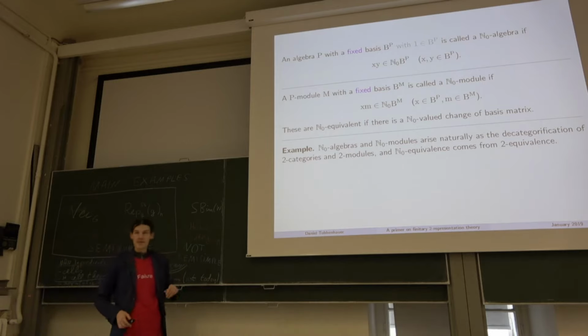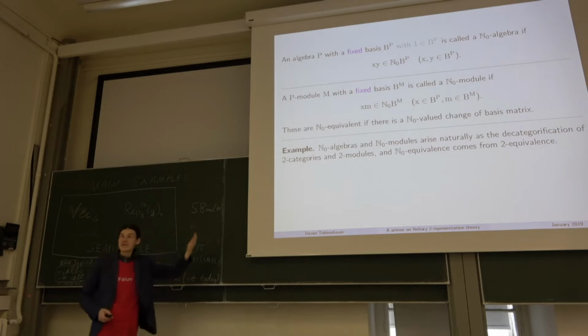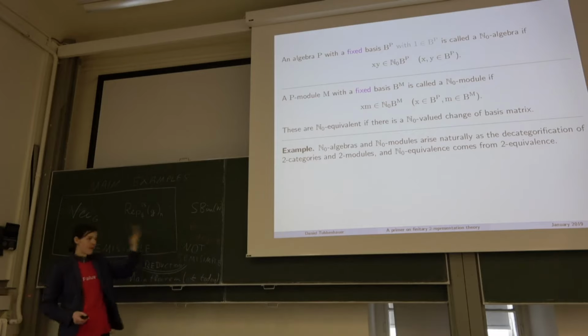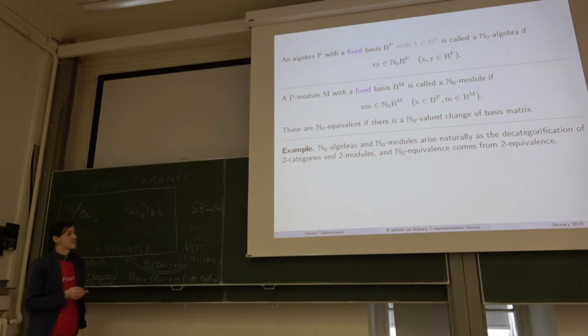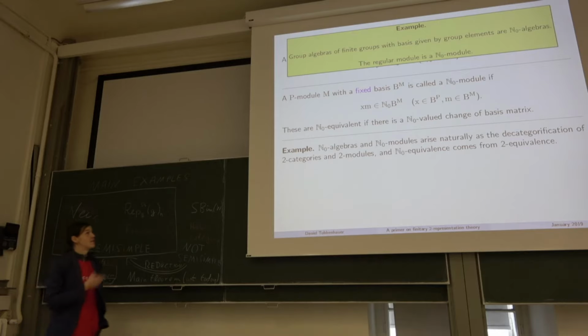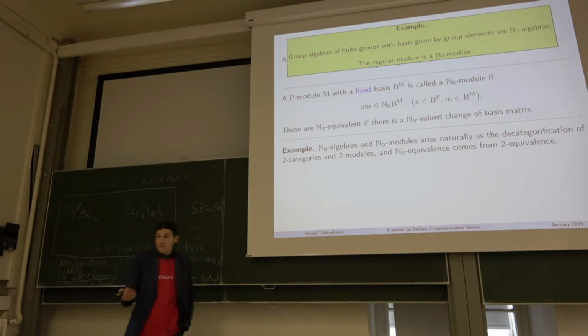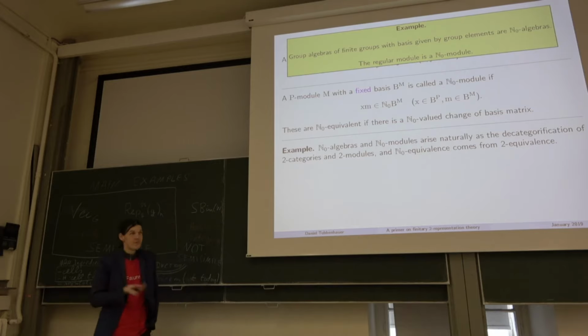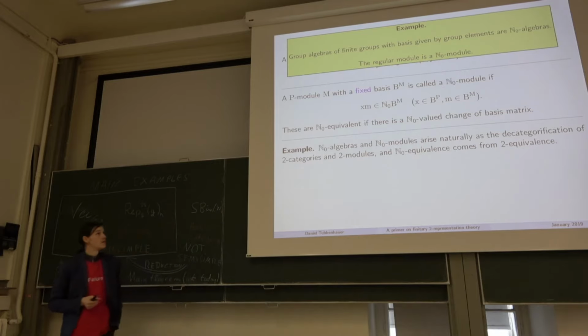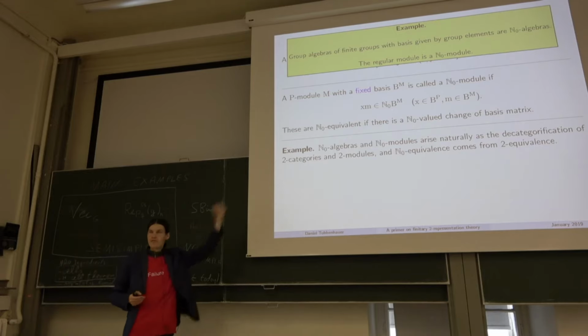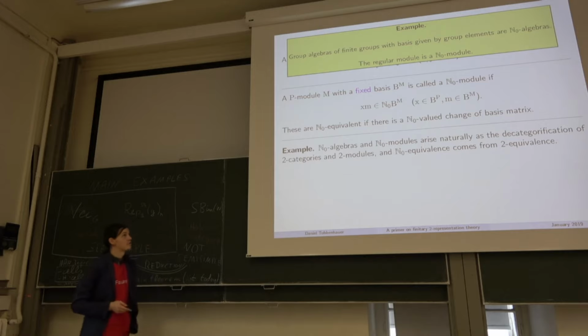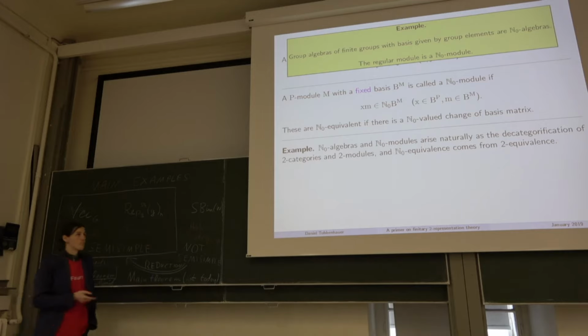And of course, the prime examples are these decategorifications of my two representations upstairs, right? If I decategorify a functor, I don't see negative numbers. But here comes a real example. If you take the group algebra of just any group and you fix the usual group element basis, then the regular module is an example of such a positive module. That's, I hope, quite clear.